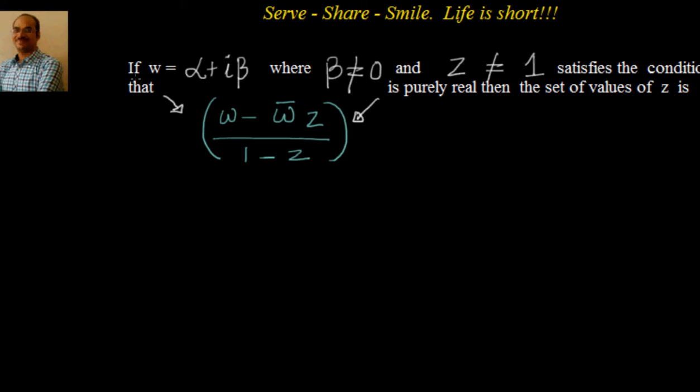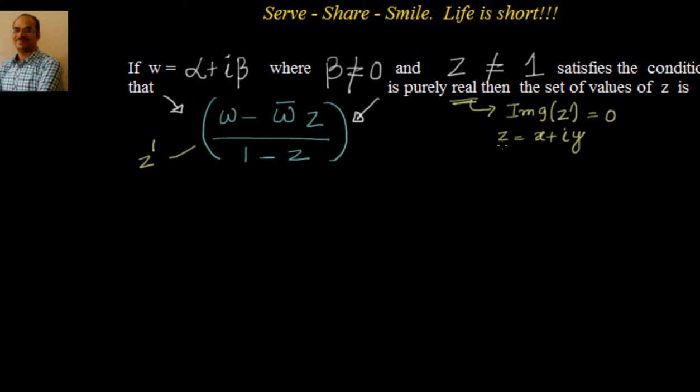Let us say that W is alpha plus i beta. So I will go ahead and say that Z is equal to x plus iy. Now, they told me that this particular complex number, (W minus W conjugate) times Z divided by 1 minus Z, is purely real. What is the meaning of purely real? Purely real tells me that the imaginary part of that is equal to 0. So let us say this is equal to Z dash. Then we know that the imaginary part of Z dash is equal to 0.